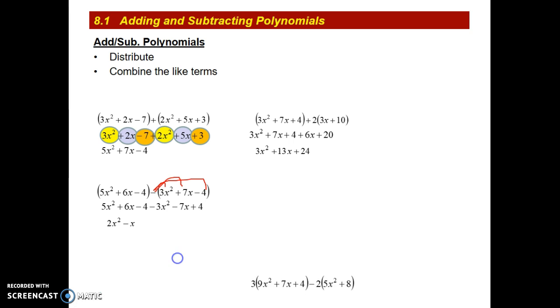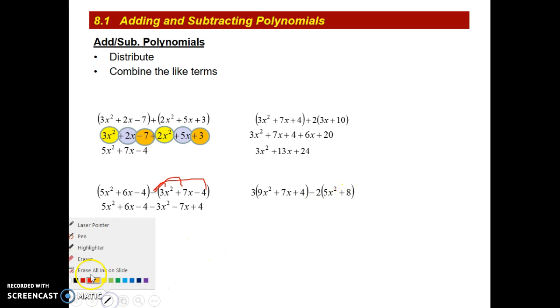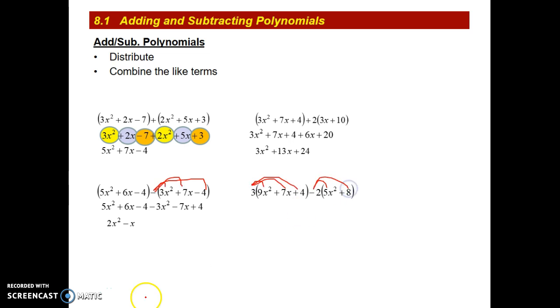Okay, let's take a look at one last example. Here I've got 3 times 9x squared plus 7x plus 4 minus 2 times 5x squared plus 8. So again, to begin with, I'm going to need to distribute the 3 to each of the terms in the parentheses, and then I'm going to distribute the negative 2 to each of the terms in the second set of parentheses.